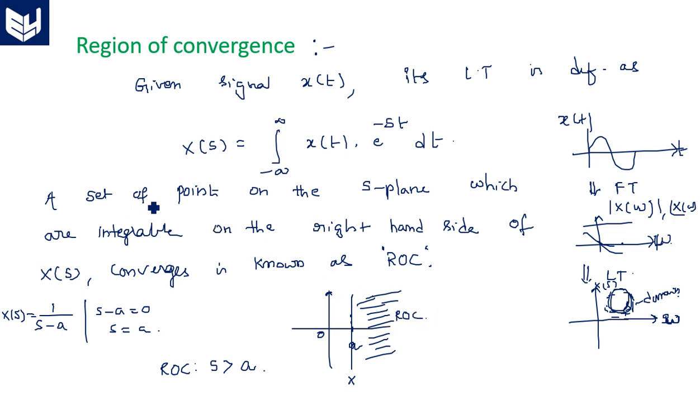So this is the region of convergence. What do we mean by this? A set of points on the s plane which are integrable on the right hand side of X of s, where it converges, is known as ROC. This is the example.